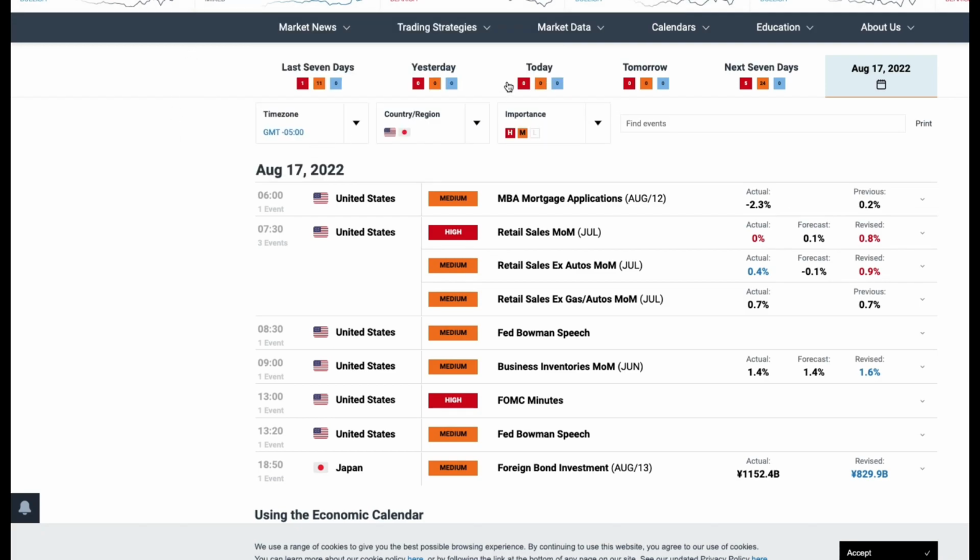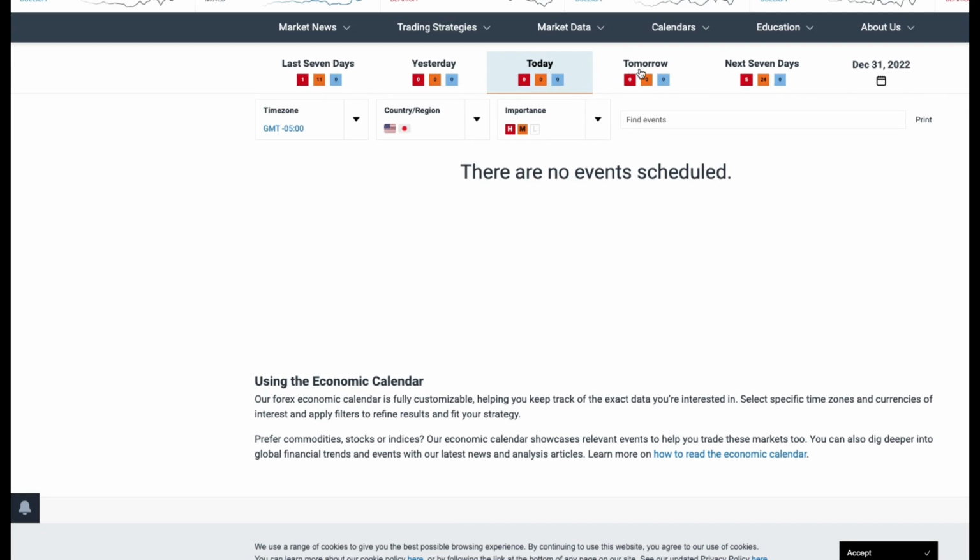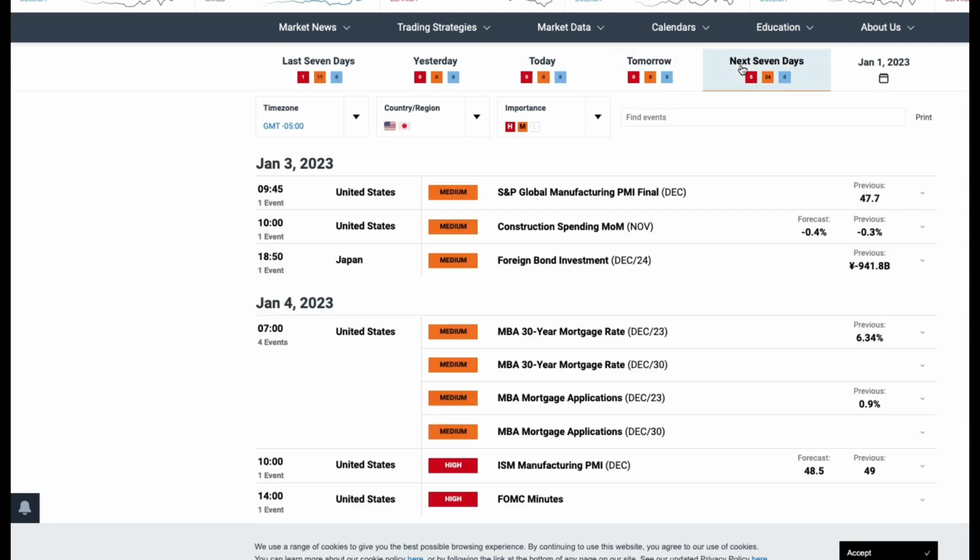As you can see, this is August 17th. Today there are no scheduled news events because it was just a holiday. Tomorrow not either. It's about to be New Year's. Today is New Year's Eve. So for the next 7 days, there's going to be orange and red folders.